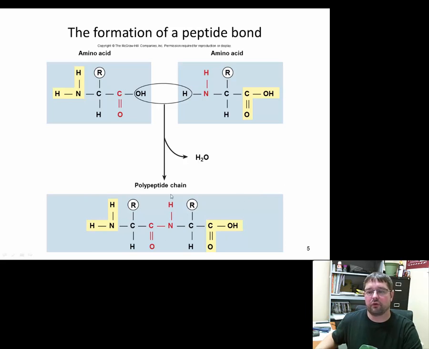Now this can happen over and over again, because here you can see off here you have another OH, here you have another hydrogen, so you can get another dehydration reaction off this side and this side, and it can just continuously build and build into a really long chain of amino acids.